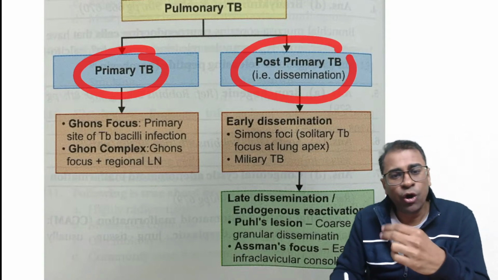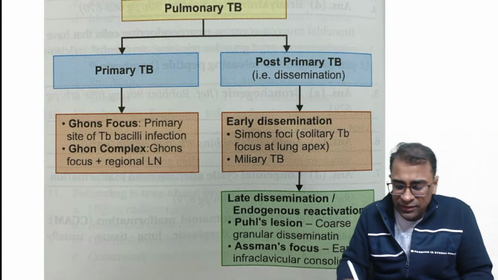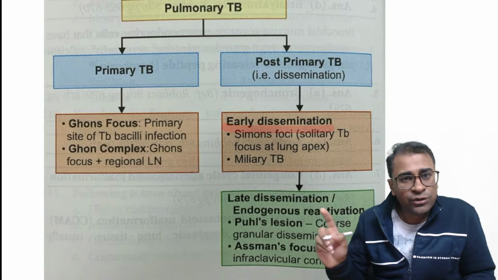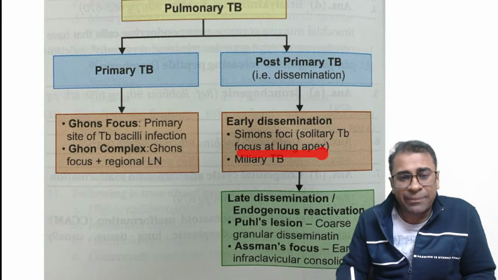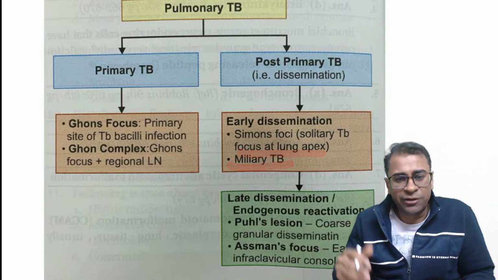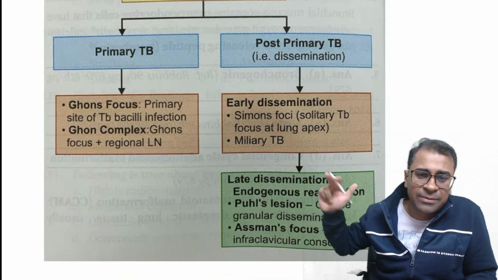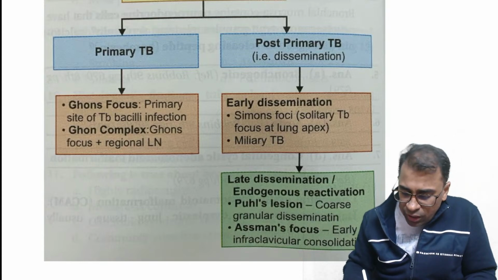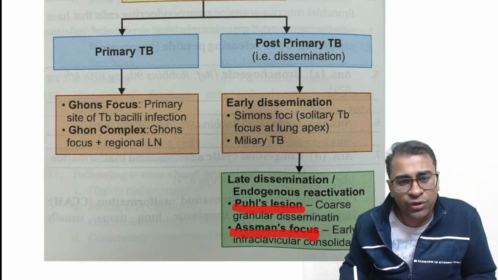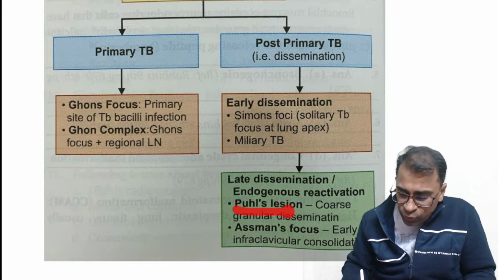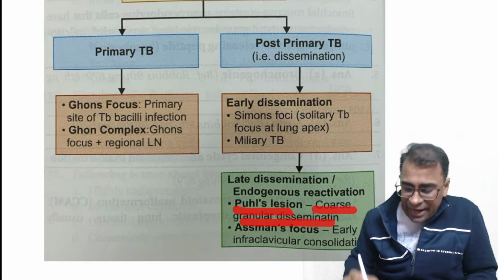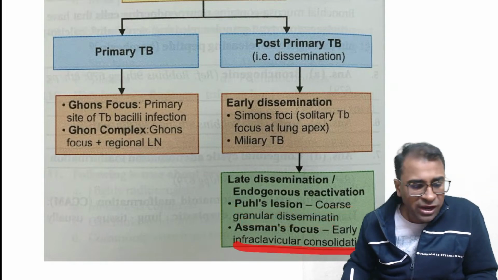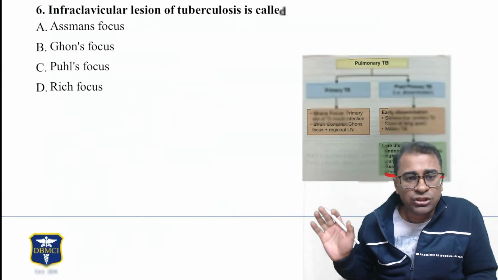Post-primary TB, also referred to as dissemination. In the early dissemination, it can lead to Simon focus. In Simon focus, it's a lung apical lesion and can show you miliary tuberculosis. But in the late dissemination, it can lead to a Puhl lesion and Assmann focus. What are these two? Puhl lesion is a coarse granular dissemination and Assmann focus is an infraclavicular consolidation.